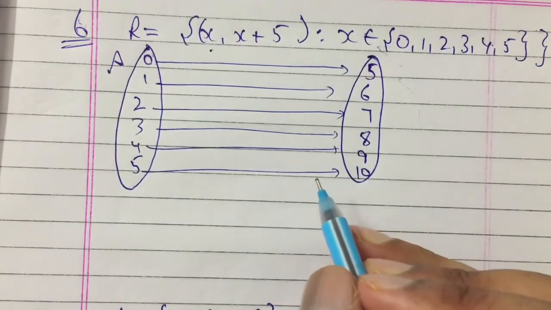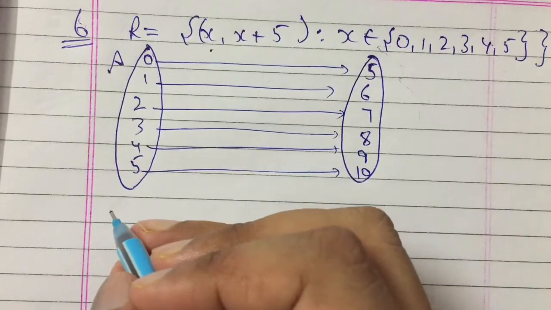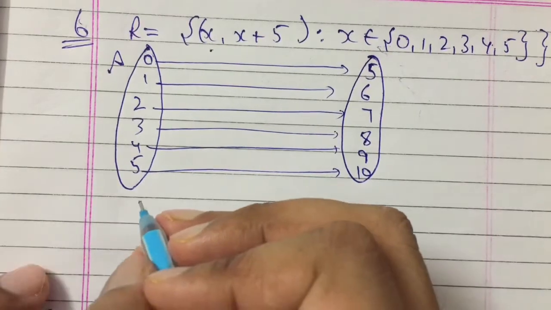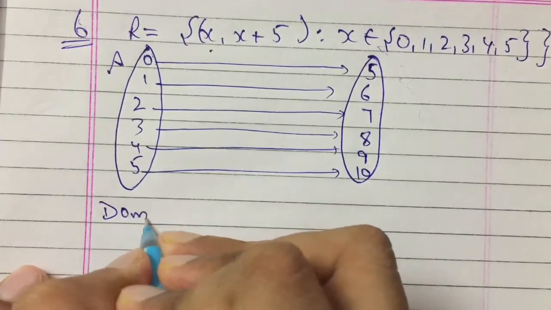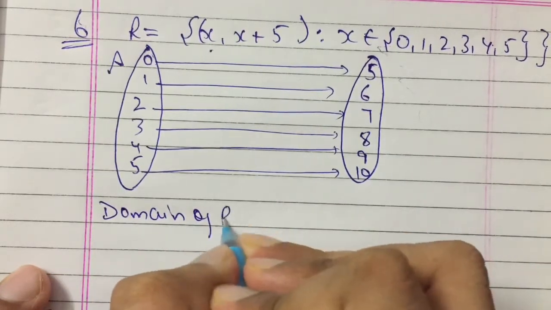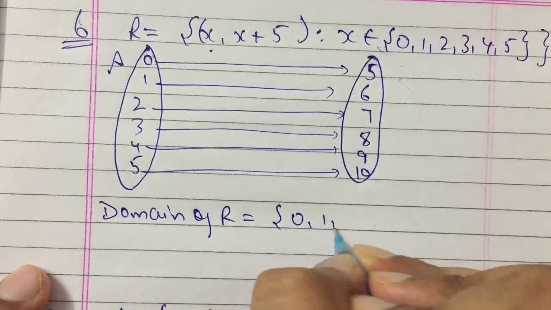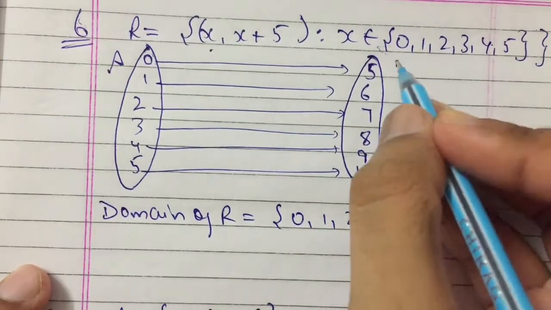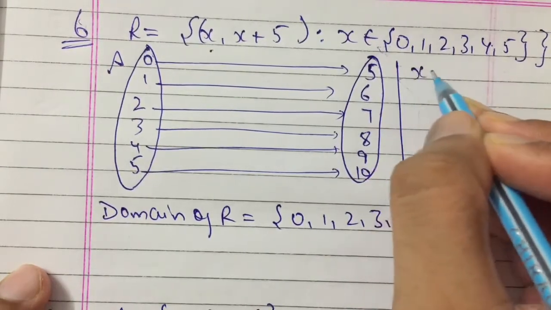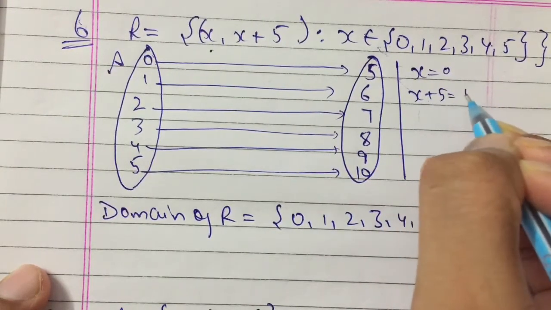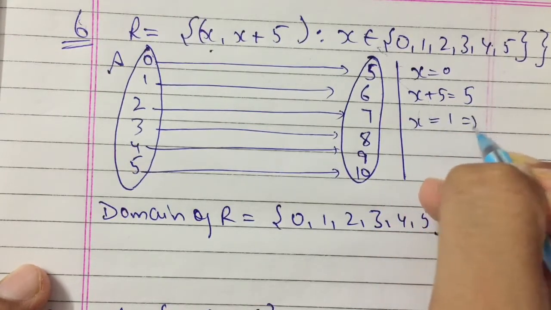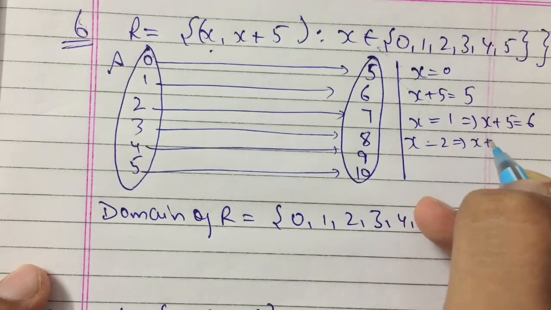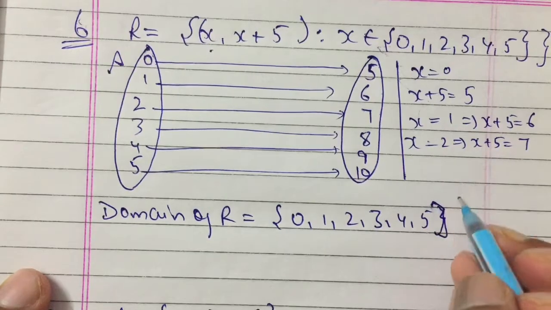In this we have to write down R in roster form. Determine the domain and range. Simply we have to determine domain and range. So domain of R will be 0 1 2 3 4 5. Simple. You can also find it out using this one. If we take x is equal to 0, so x plus 5 will be 5. If x is equal to 1, so x plus 5 is equal to 6. So x is equal to 2, x plus 5 is equal to 7. So in this way also you can determine.